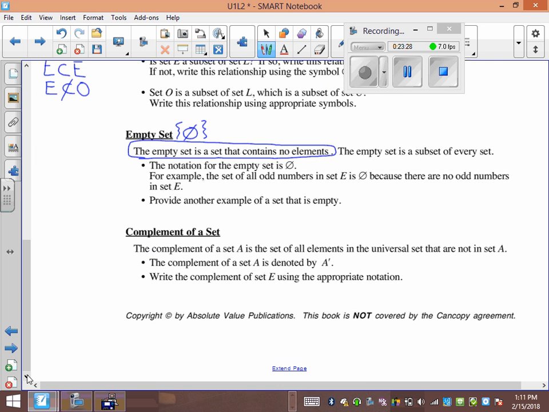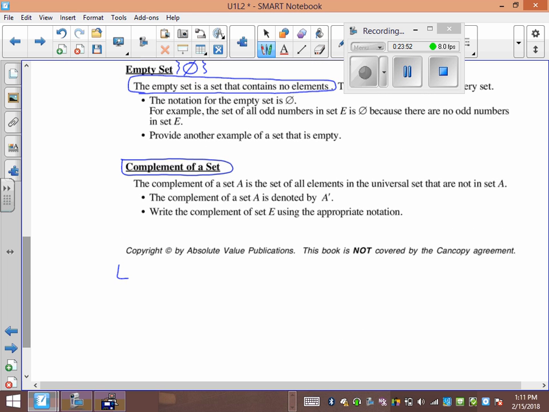Then we have the complement of a set. The complement of set A is the set of elements in the universal set that are not in set A. The complement of A is written with this little prime symbol, okay? So if I did the complement of E, what did E have in it? 2, 4, 6, 8. In order to give the complement of it, I also need the universal set. You need the universal set and that element in order to get the complement of it.